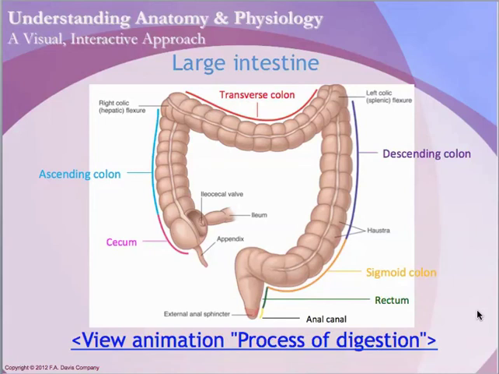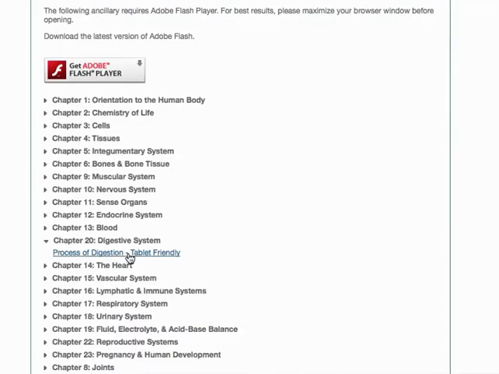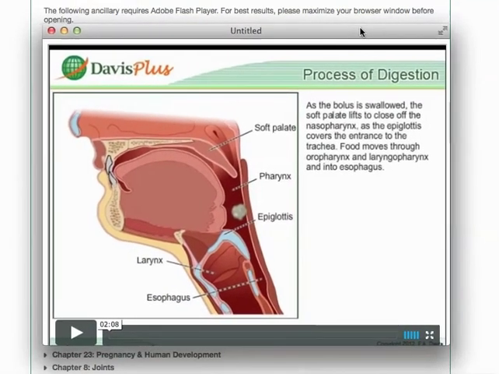We have two sphincters here, an internal sphincter and an external sphincter. Again, the internal sphincter is involuntary. The external sphincter is voluntary for those of us that have control of our bowels. Let's watch the one animation that is associated with this chapter.